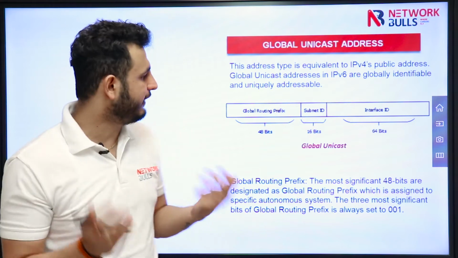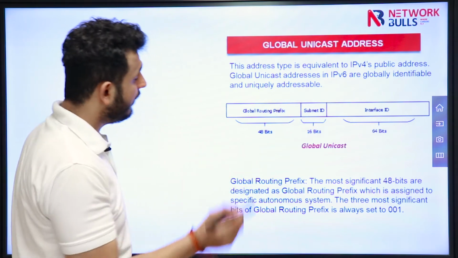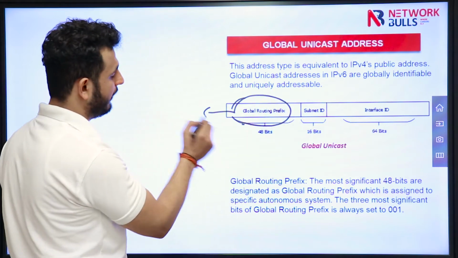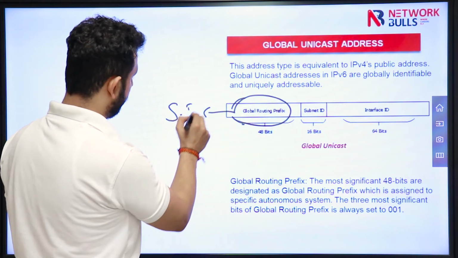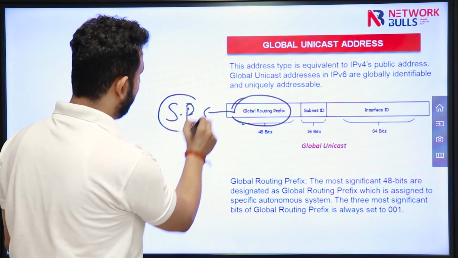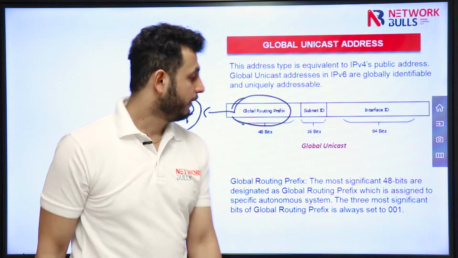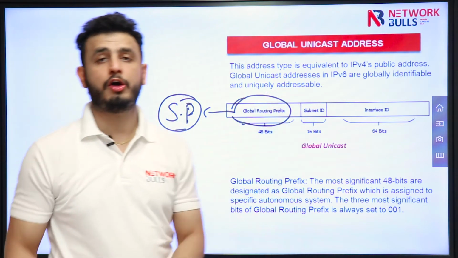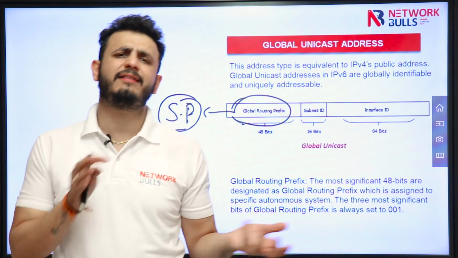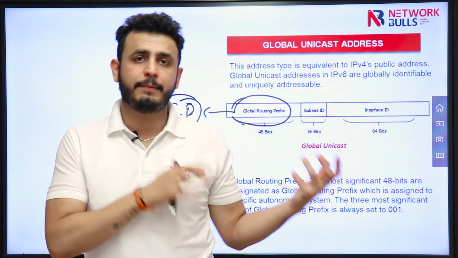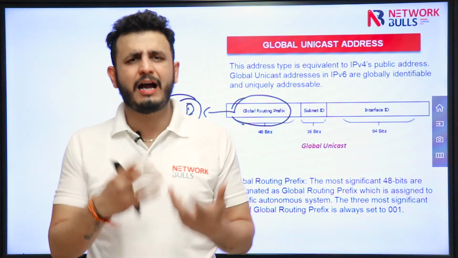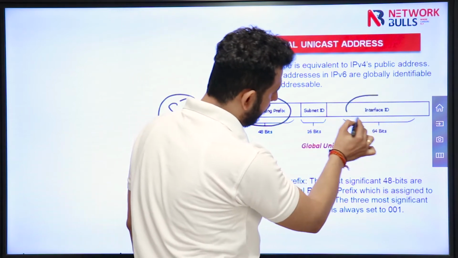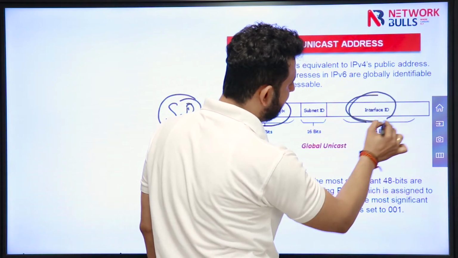So, what is the syntax of a global unicast address? The first 48 bits are provided by the service provider. So, he will tell you the first 48 bits. Now, he will give you 16 bits so that you can create different subnets on your own. Subnetting is very similar to IPv4. I will give you an example also. And at last, you will be adding the interface ID.